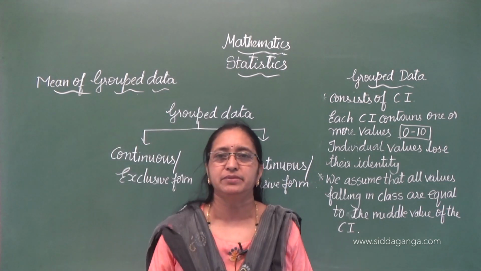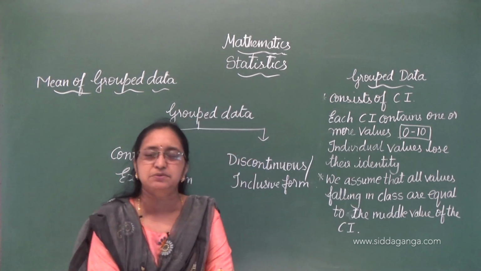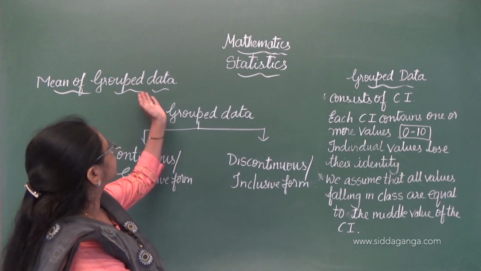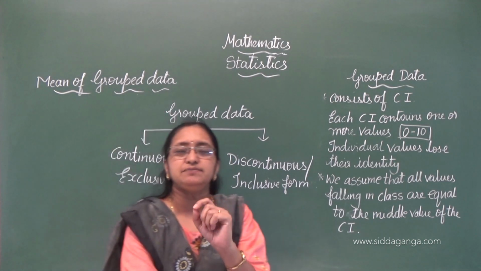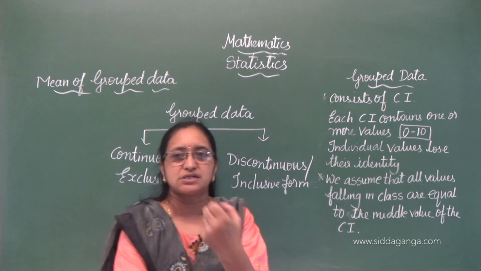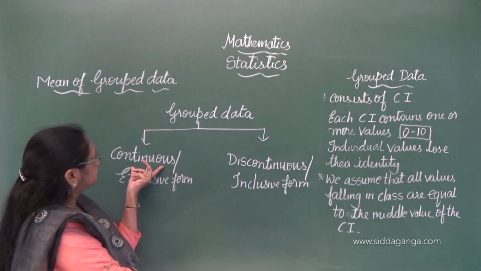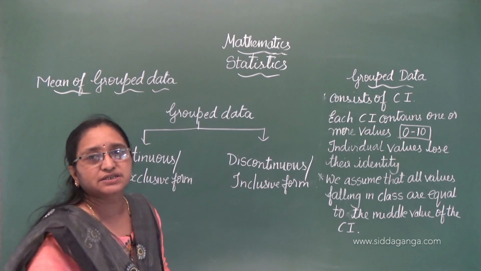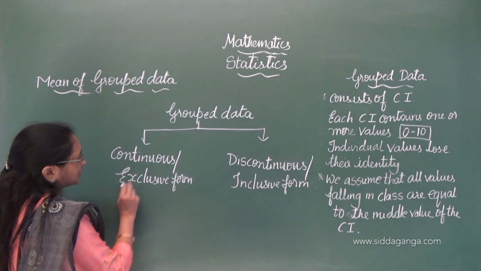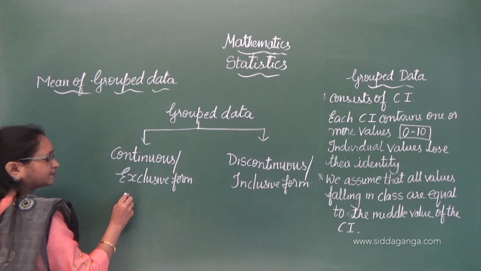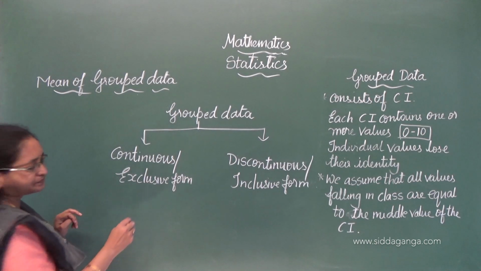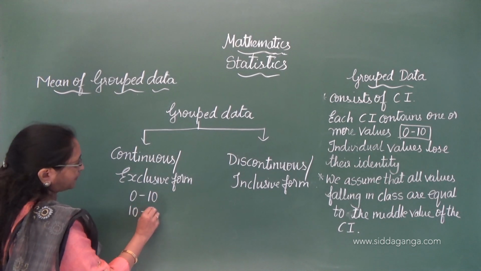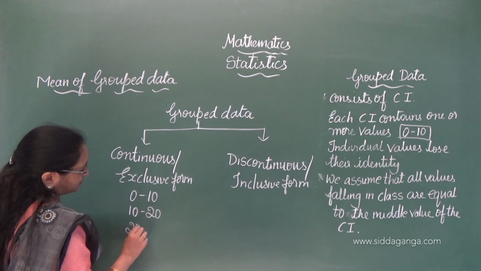Whenever you come across such types of questions in your textbook, once again we will try to recall. But before we start how to calculate the mean by various methods, I will just tell you some points. We have two types: one is continuous and the other is discontinuous. I will just tell you how the class intervals appear. See here. Yesterday we had given the example 10 to 20, 20 to 30.